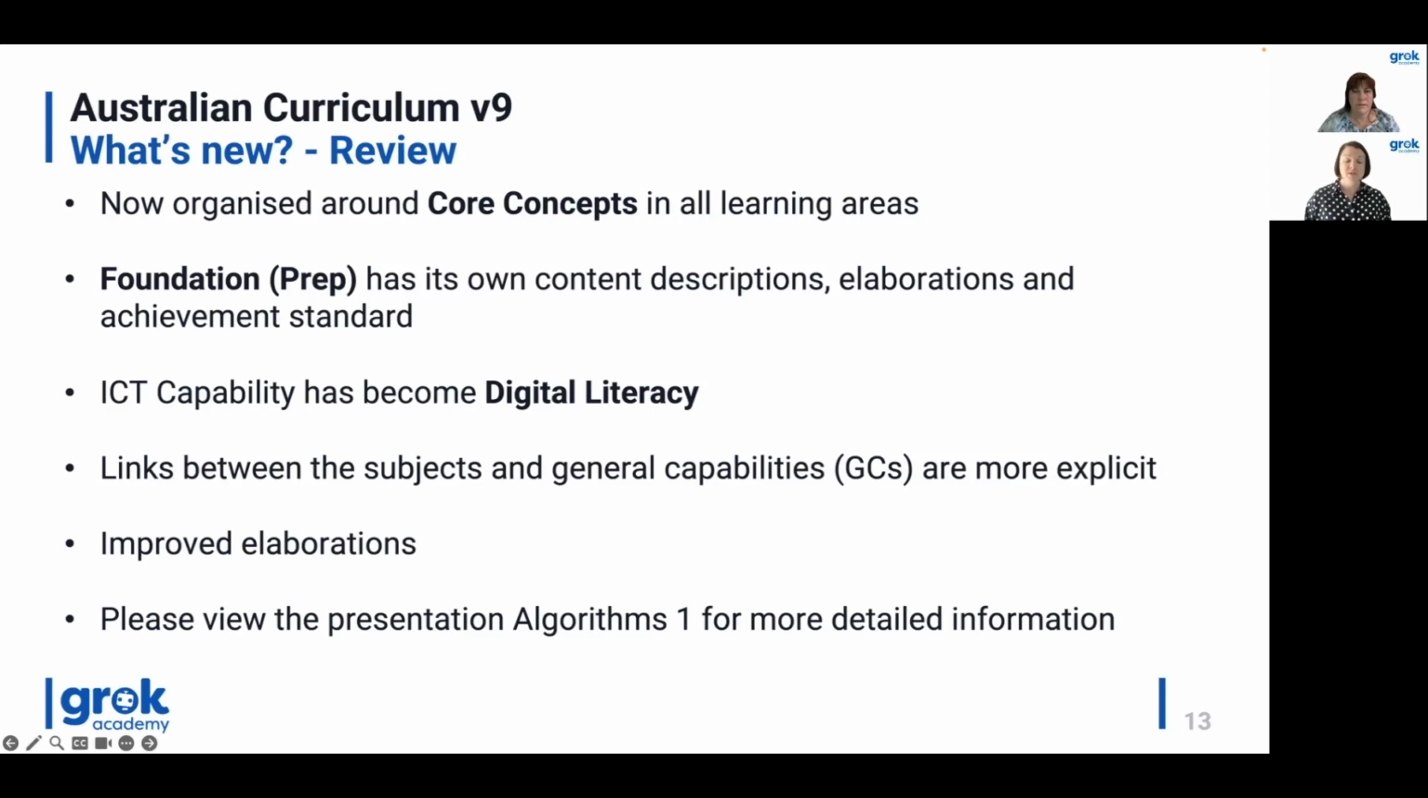There are a few key changes with version 9 of the Australian curriculum. Things that are important for you to know include that there has been a split from version 8.4, with foundation to prep now having their own content descriptions, elaborations, and achievement standard. Another change is the name change for ICT capability to digital literacy. The content descriptions in version 9 provide more explicit statements as to what needs to be taught, and there are improved elaborations. The achievement standards provide explicit statements of what needs to be assessed. Please review our previous webinar, Algorithms 1, for more detailed information.